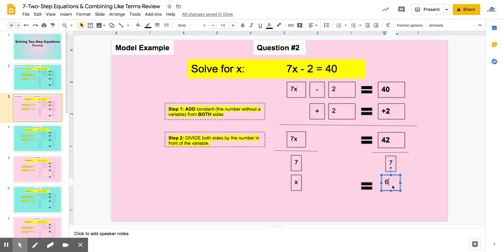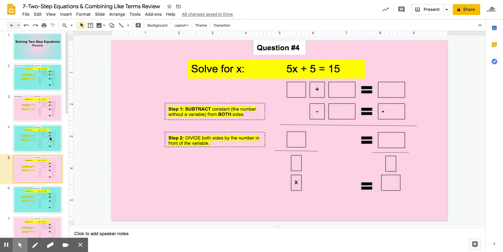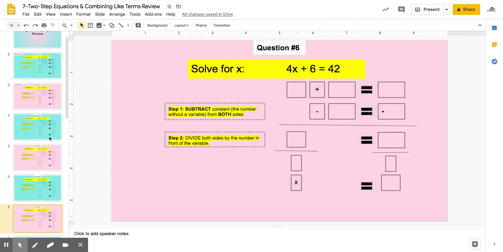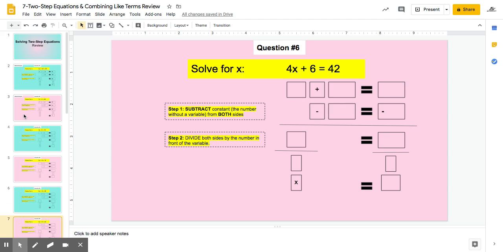So we get x is equal to 6, and we are done. All right, boys and girls, I would like you to try numbers 3, 4, 5, and 6 on your own. Okay, if you guys have questions, please comment on the assignment, email me, and I will get back to you very quickly. Also, look at these model examples and look at this video.